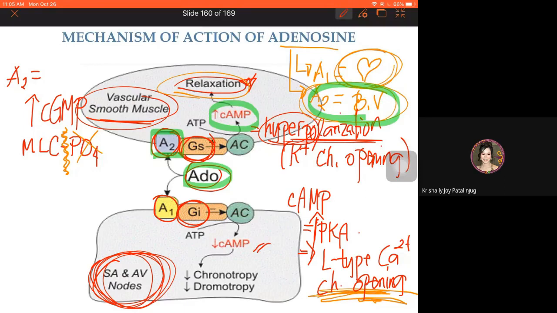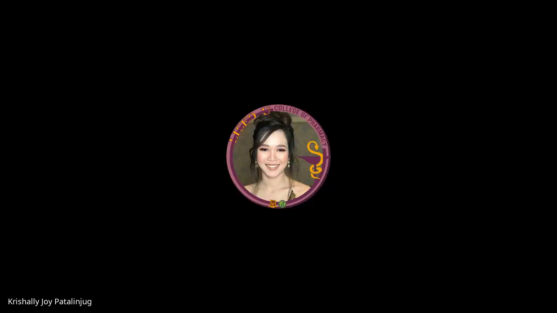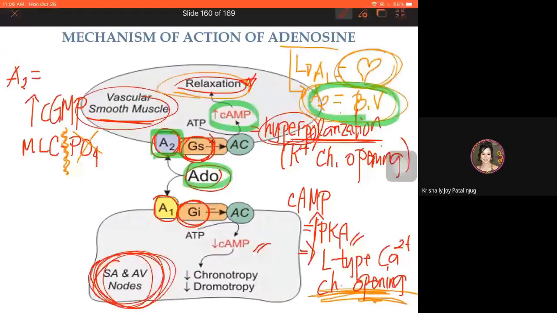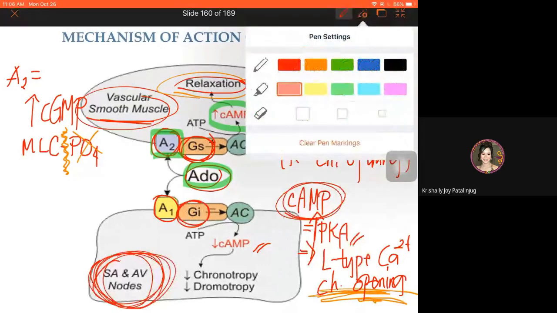'Di ba dito dumadaan ang tinatawag natin na trigger calcium. And recall kapag may nakapasok na trigger calcium, ultimately ang result sa puso ay contraction. 'Di ba? Pag may calcium, contraction agad. So yan yung importance ng cAMP level sa puso. Now, balik tayo kay adenosine.